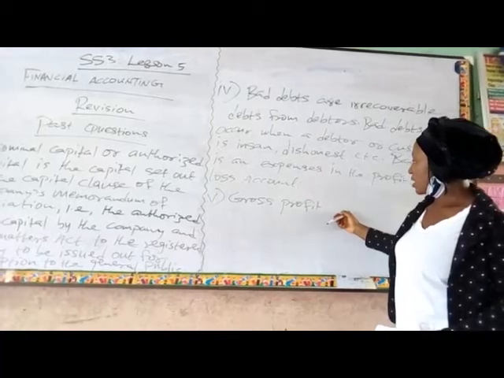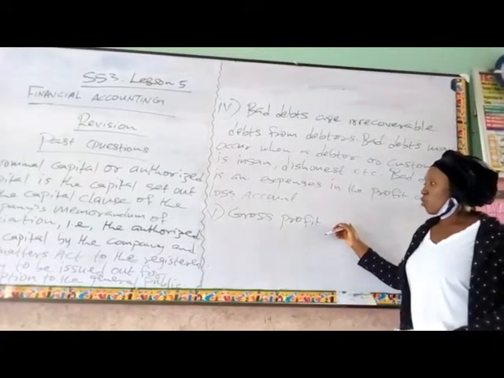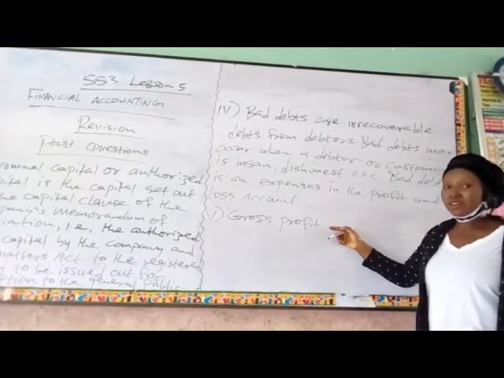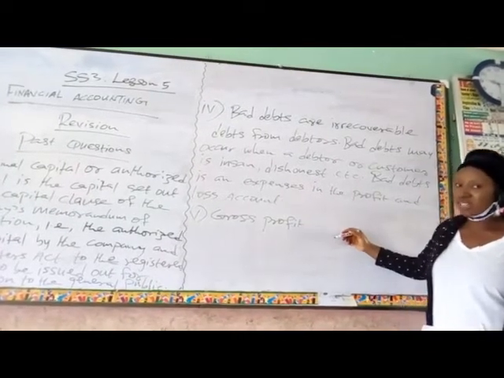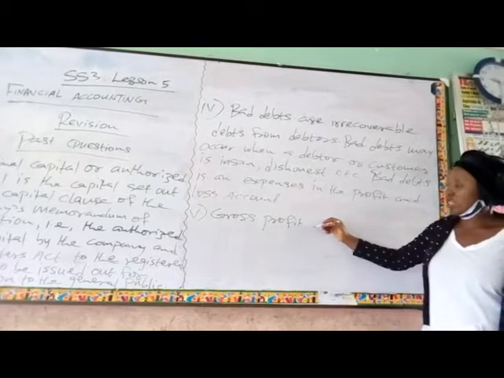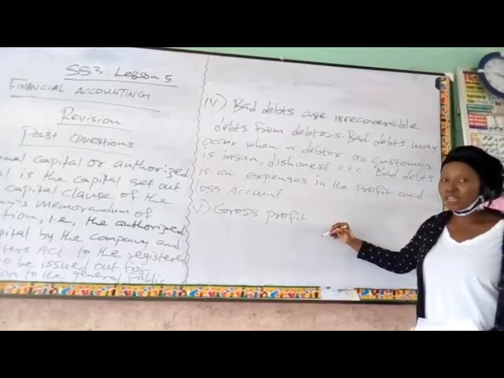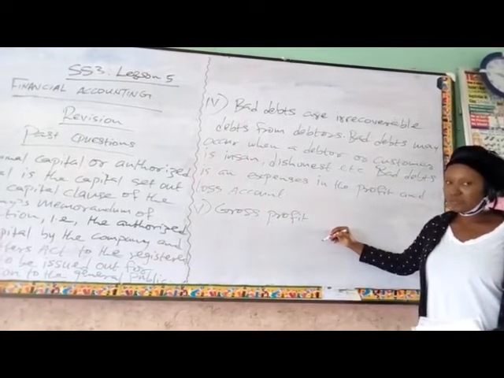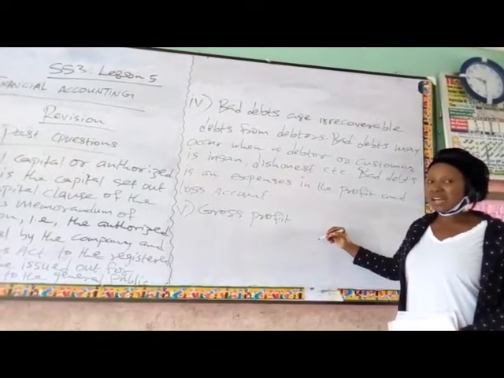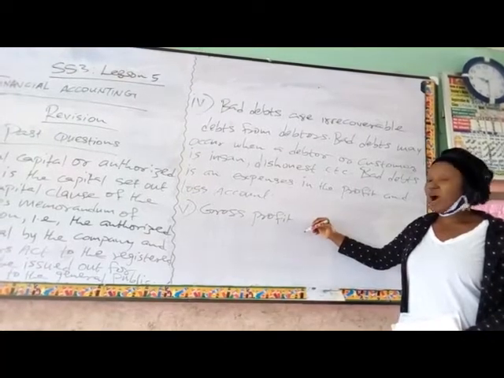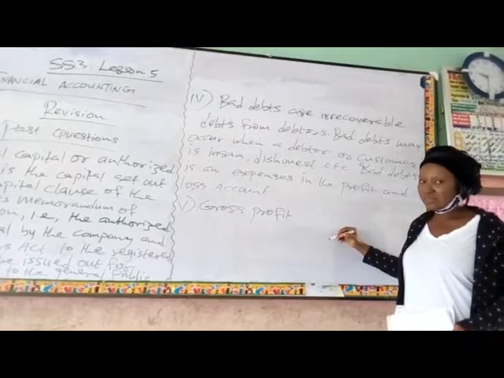Now gross profit is the profit which is generated or determined from the trading account, and which is not the actual profit of the business, because expenses are not being removed yet. I repeat, gross profit is a profit determined from your trading account, before the expenses of the business have been removed from the business.